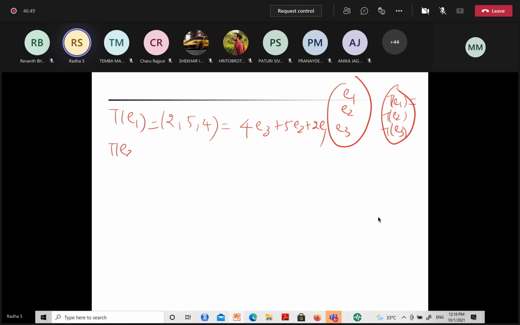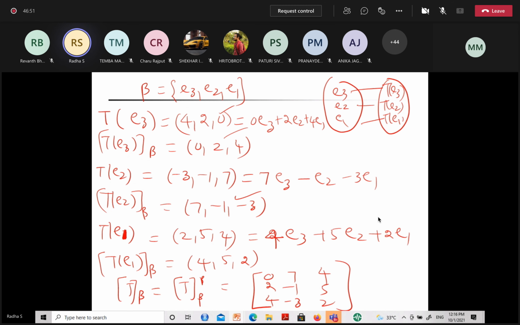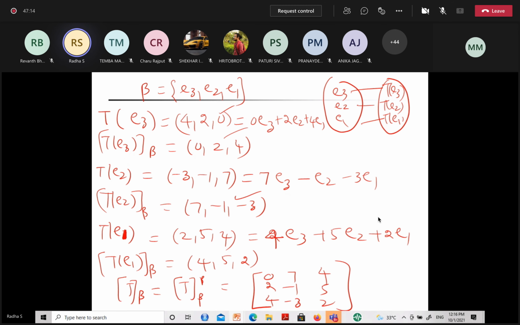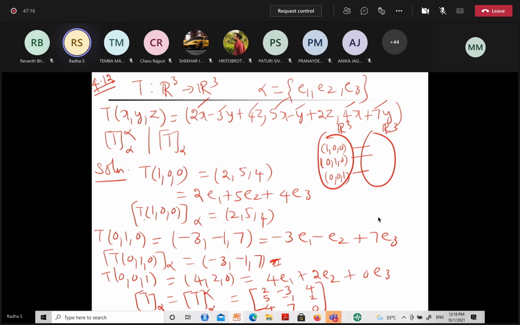What is T of E2? Minus 3, minus 1, 7. So if you write this in terms of E3, E2, E1, because that side is E3, E2, E1, just changing the order. Tell me, 7E3 minus E2 minus 3E1. Then A plus B square. 4, 2, 0.